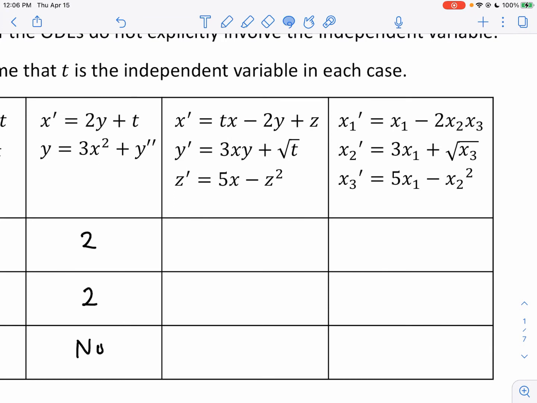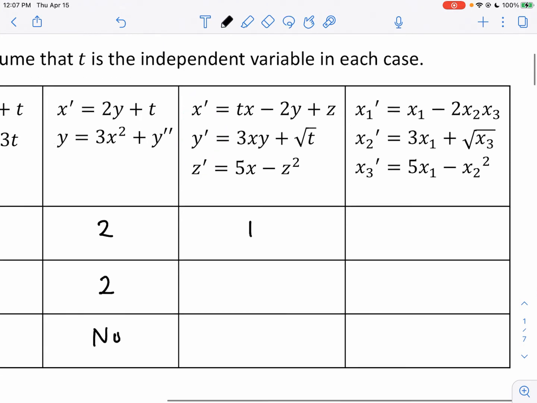Now we have three equations in our system. And we see x, y, and z are the dependent variables, and t is still the independent variable. And so we have that the order, scanning for the derivatives, the highest derivatives are first derivatives. They're all here on the left side. So this is still a first order. And we have three dependent variables, x, y, z. And do any of the equations explicitly involve t? Well, yes, there's a t here and a t here. And so this is not autonomous.